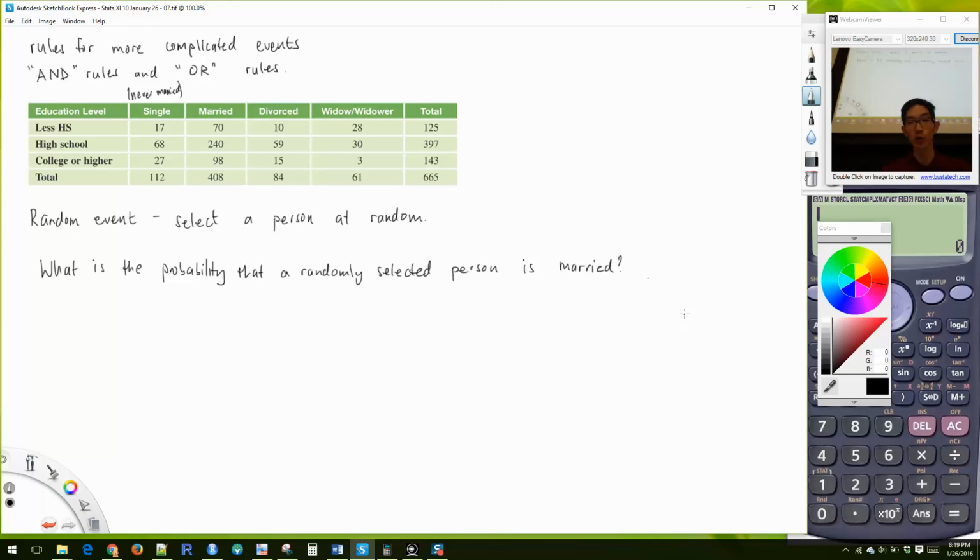There's 408 people total, because these are total numbers. I could add up these. The actual data is inside this section of the table, and this stuff out here is just to help us with the totals. There's 408 people who are married, and we divide by 665, the total people in the table.